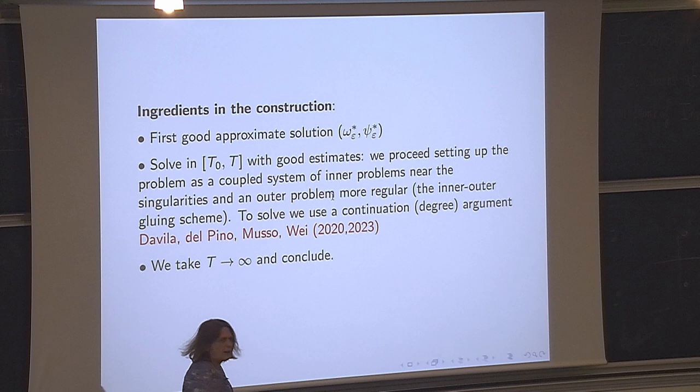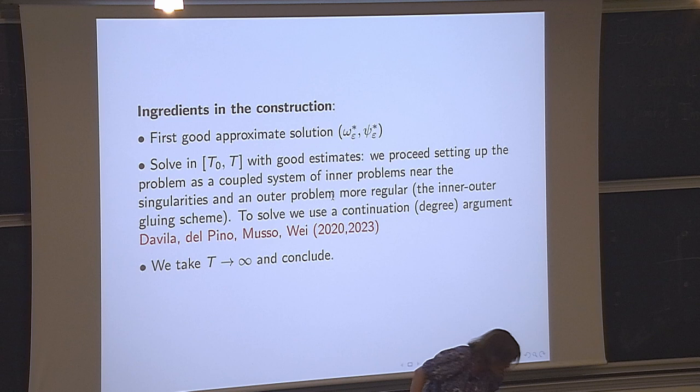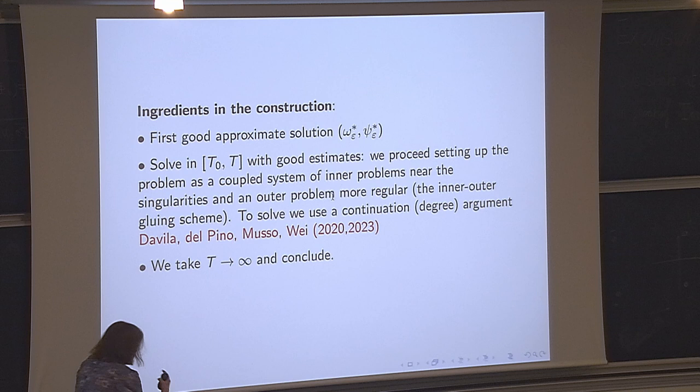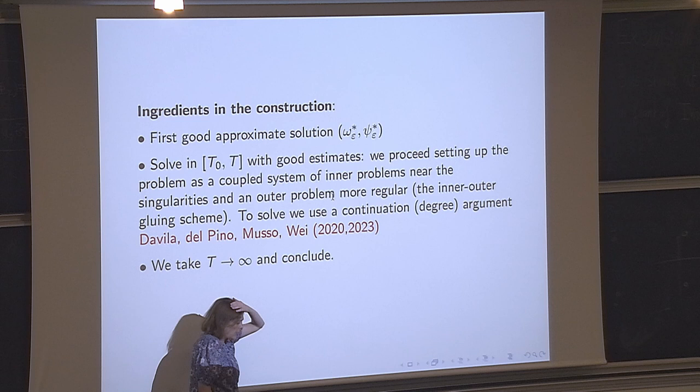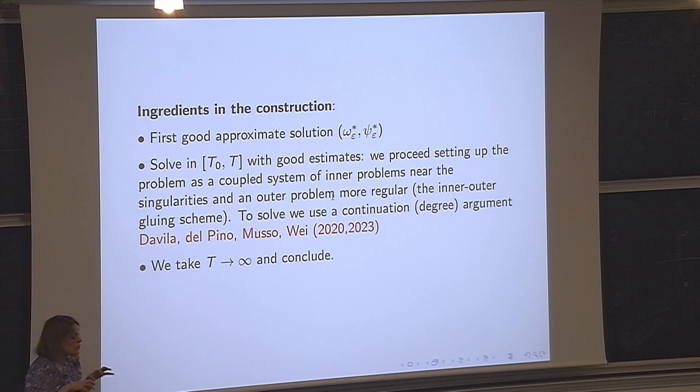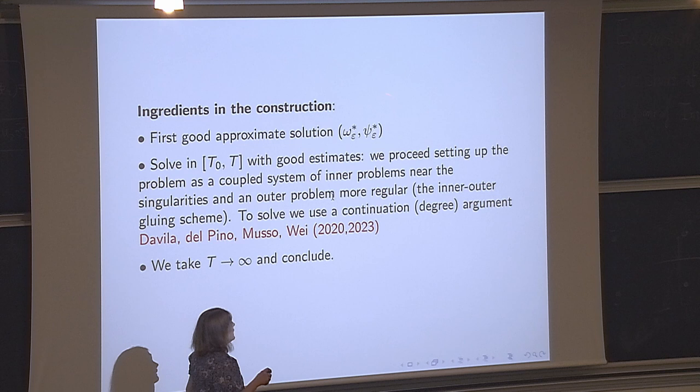Say there are three steps in our proof. This is more or less a philosophy that we used in the previous result that I mentioned to you before on the point vortex desingularization, but also more recently on the leapfrogging of vortex rings. So in the first step we start with an approximation. We already have an approximation, we improve it.